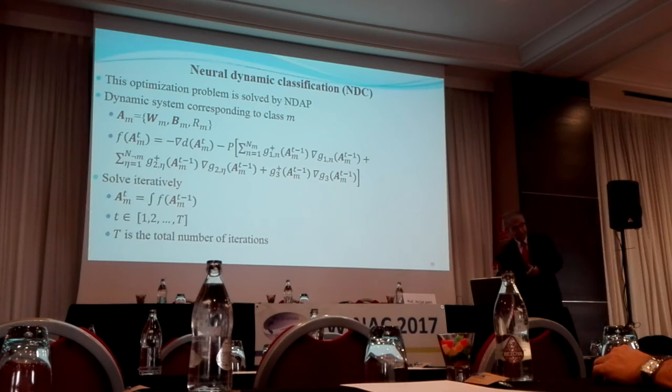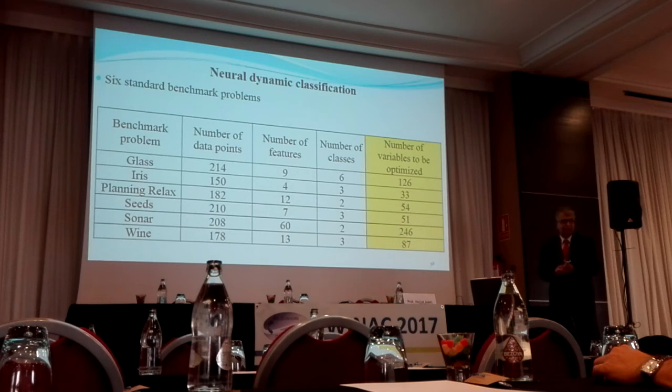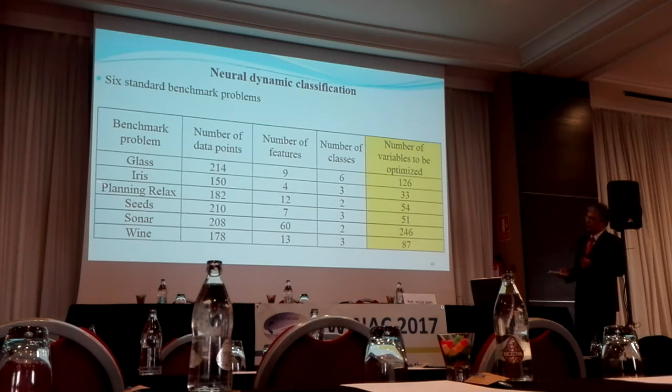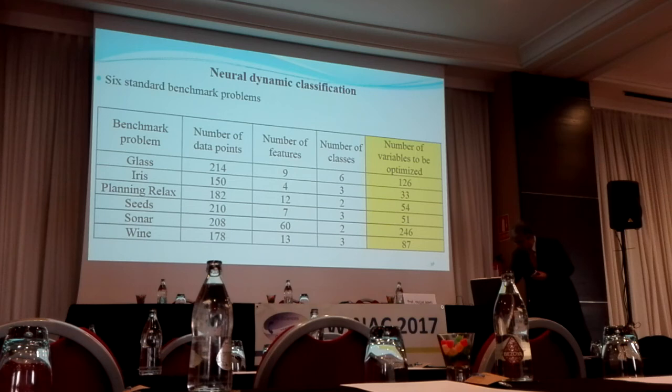I think you have seen enough math. So let me show you some results. First, just like anyone else, we started by using some benchmark problems to test this. These are 6 standard benchmark problems. You find them in the UCI machine learning database. Here you see the number of data points, number of features, number of classes, and the number of variables to be optimized: 126, 33, 54, 246. This gives you some idea about the complexity of the problem.